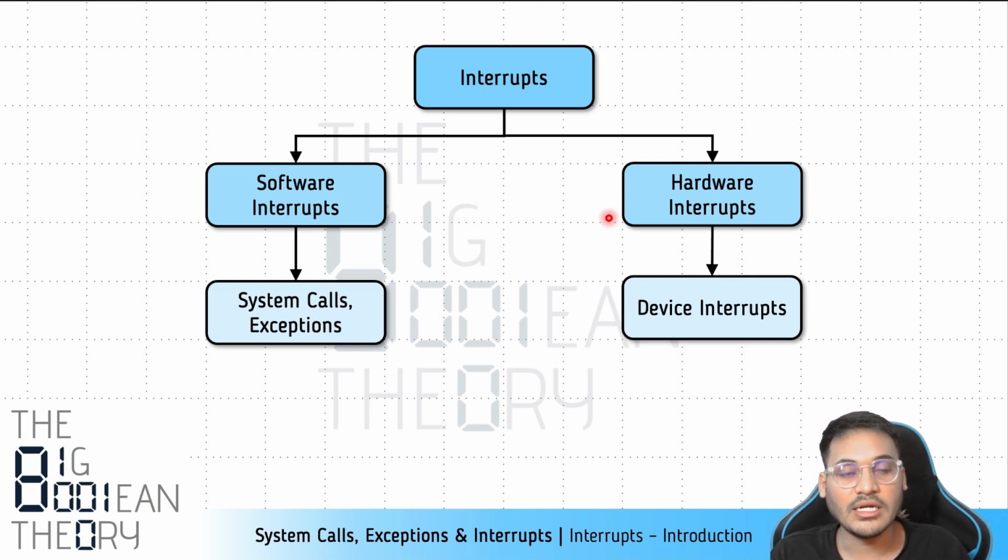The other type of interrupts that exists is called hardware interrupts. Hardware interrupts arise from hardware devices like input output devices, right?